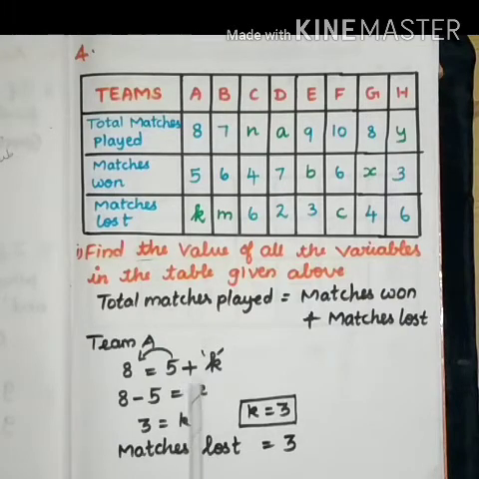Students, note down carefully. You have to find the unknown variable. So the constant value, that is plus 5, will go to the left hand side, which means it will change into minus 5. 8 minus 5 is 3. So K value equals 3. The number of matches lost by the A team is what? 3.